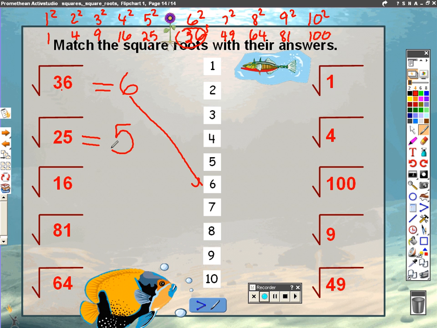All right, I'm back. Here we go. 16 should be 4. The square root of 81 should be 9. The square root of 64 should be 8. The square root of 1 is 1. The square root of 4 is 2. The square root of 100 is 10. The square root of 9 is 3. The square root of 49 is 7. I hope you got those right. You're going to practice some more of those today.